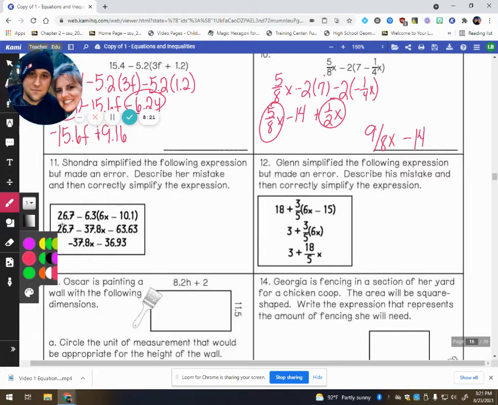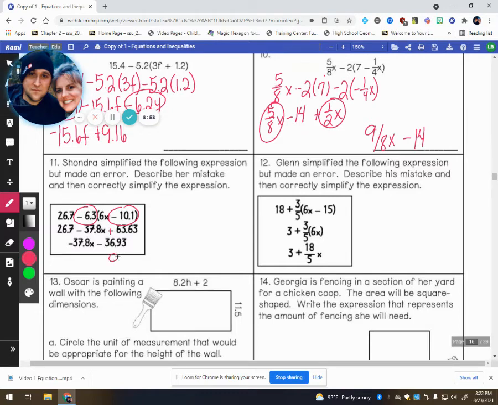I can see that she distributed the 6.3, and it looks like she distributed it again here. But the thing that I see right off the bat that she forgot was I have a negative times a negative. A negative times a negative should make this be a positive. So that's going to change the outcome. If you don't distribute the negative along with it, then you're not going to get the correct answer. If she would have done it correctly, then she would have added that 63.63 to the 26.7, which would result in 90.33.